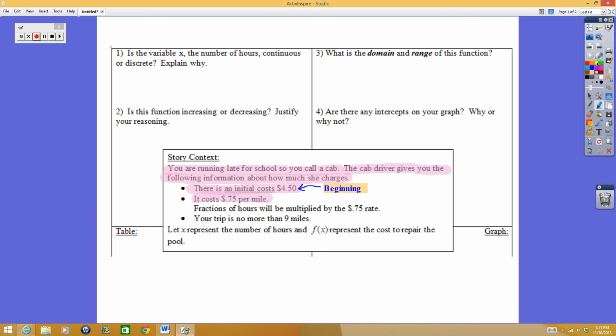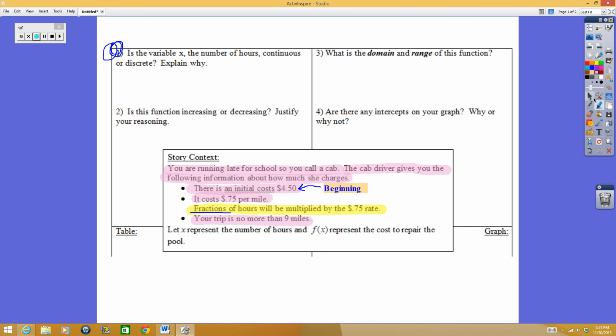This next line is huge. Fractions of hours will be multiplied by the 75-cent rate. So that basically means any decimal, any fraction can be included. That's going to help us out when we get to number 1. Anyways, they gave us a constraint. Actually, your test doesn't really worry about constraints, but it's still important to know them for the next test. But your trip is no more than 9 miles.